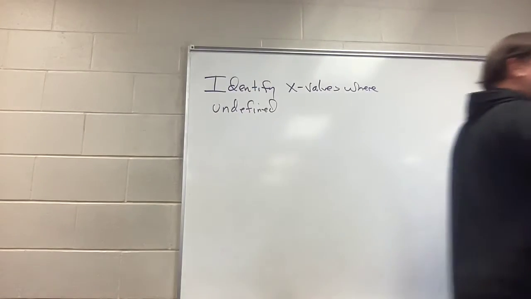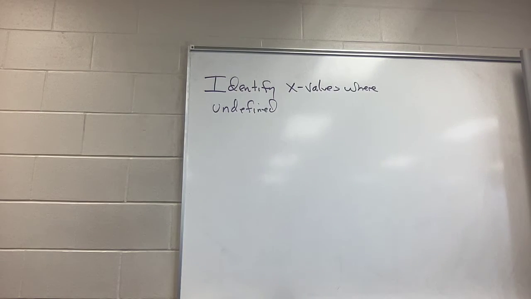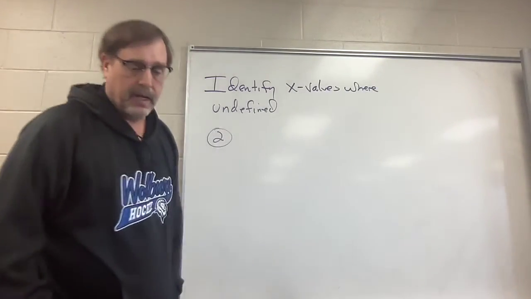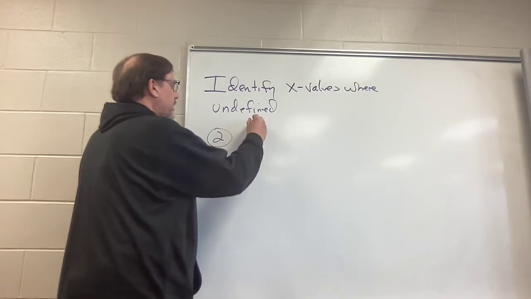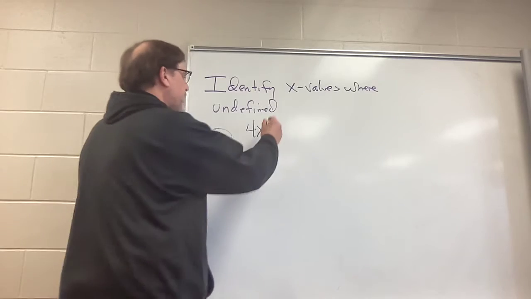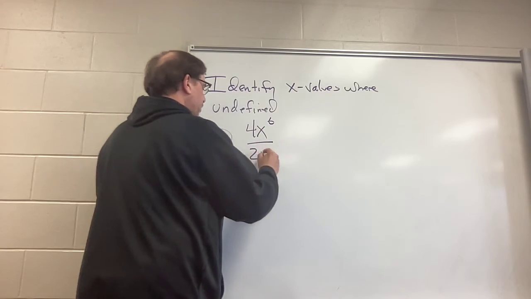And the little thing that I just did with money, just recently, when you had 1 on the bottom, we didn't know what it was worth. When you had 0 on the bottom. So on problem number 2, it says, where is this undefined? And it is 4x to the 6th over 2x minus 6.